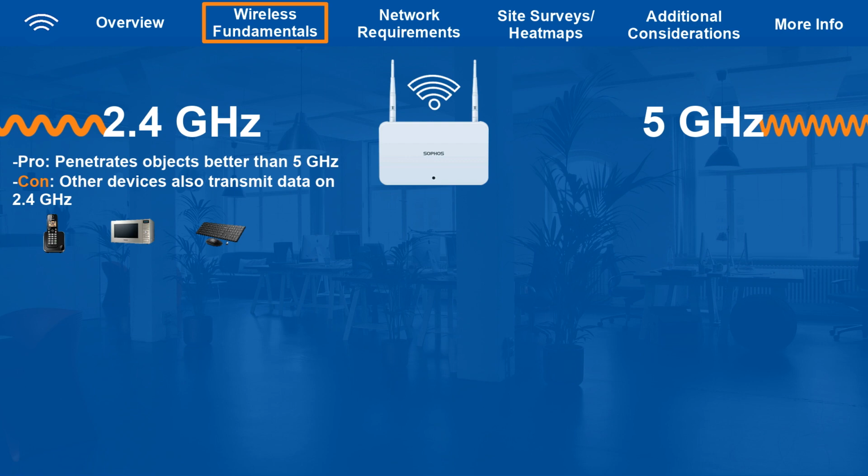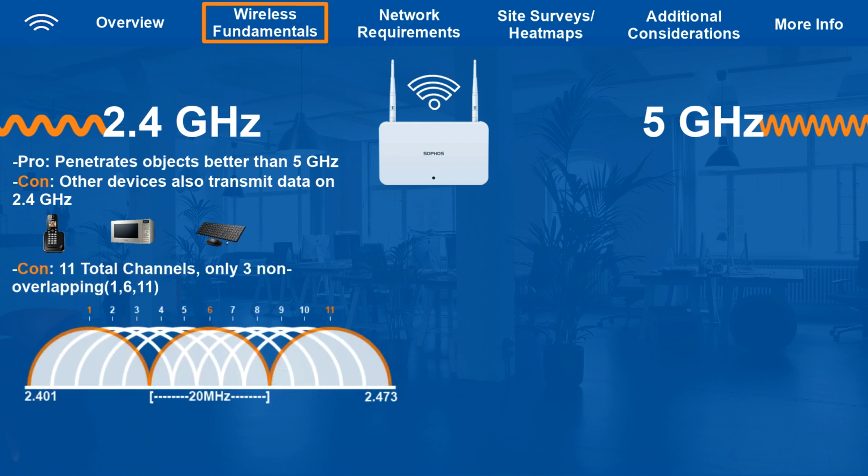a 2.4 network. The 2.4 frequency band has 11 different channels that data can be transmitted on, but only 3 channels, 1, 6, and 11, are non-overlapping. This means 1, 6, and 11 are the only channels we can use without running into channel overlap issues. We'll talk more about channels shortly.